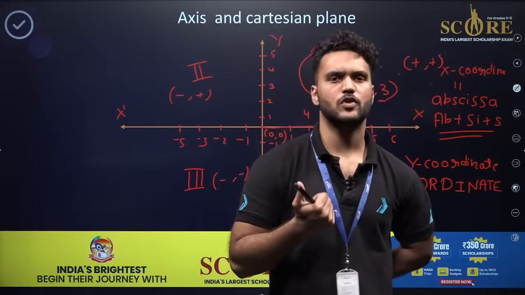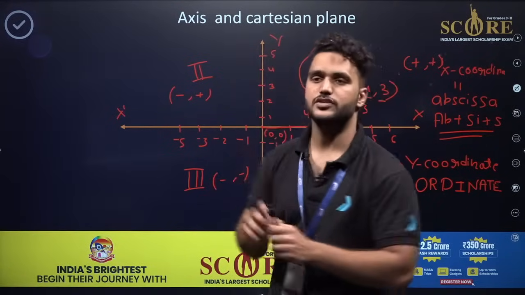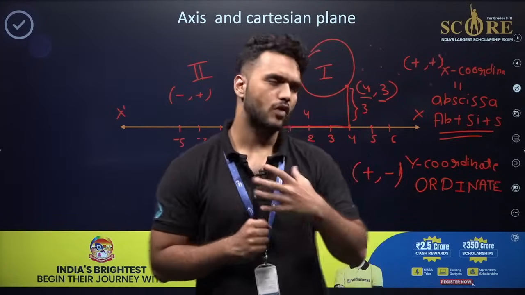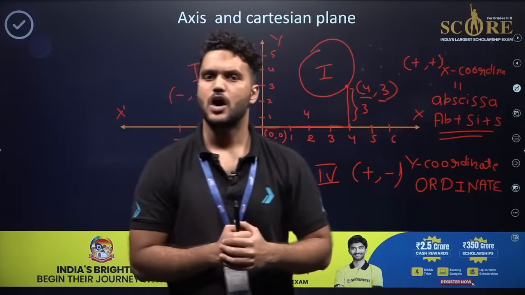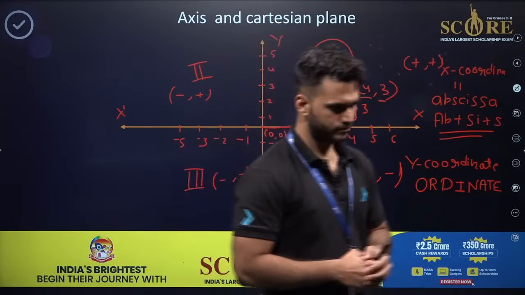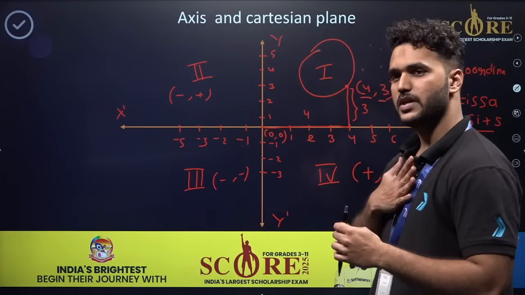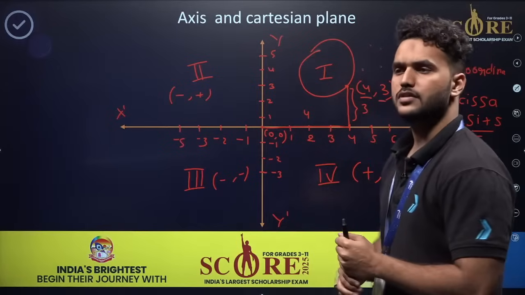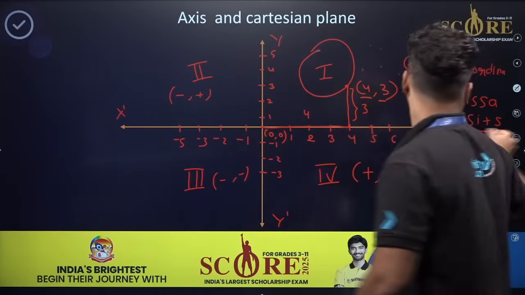Now only one concept remains in this chapter. Okay, in this part, axis and Cartesian plane, only one concept remains, which is distance. If I ask you, sir, what is the distance of this point from the x-axis? How to find it? See, how to find the distance from something. Like I'm standing here. I want to find the distance from me to this screen. Then what will be the distance? This or this or this?